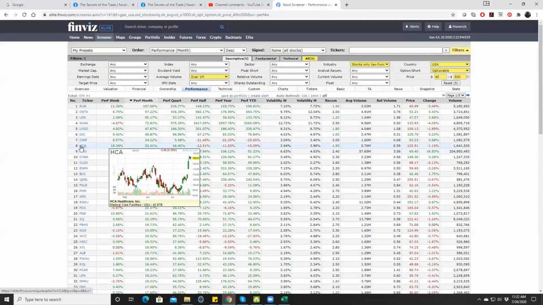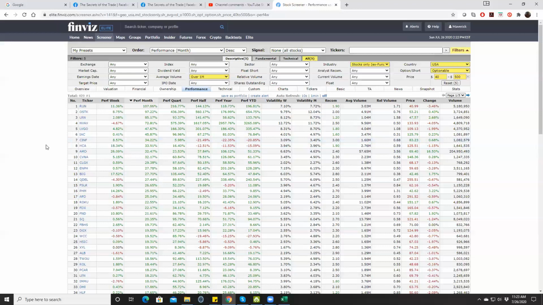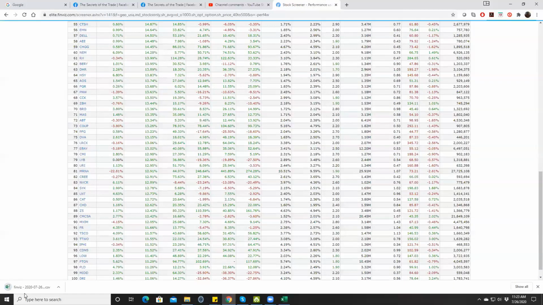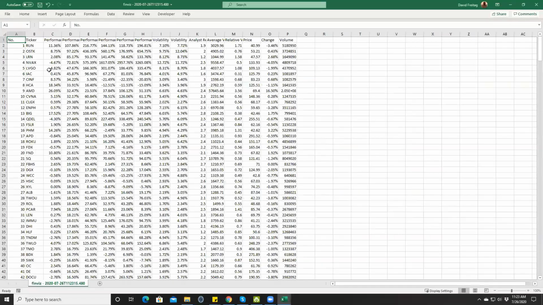Now, these are both bank stocks, or no, this is healthcare, HCA Healthcare and a bank, but we can look for opportunities here. So let's go back to our spreadsheet because what I've done is I've gone to the bottom, I've exported this to Excel, I've opened that, and I just copied the top 20 right here.